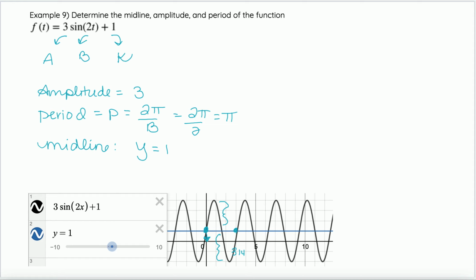So please, please, please utilize Desmos to help you visually see what these sine and cosine graphs are doing.